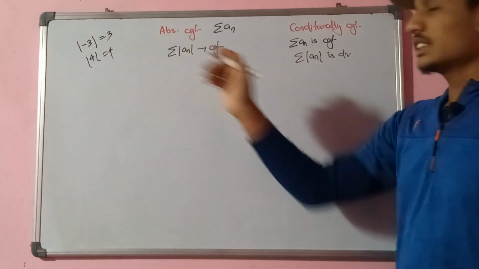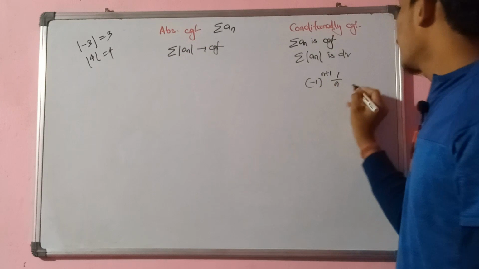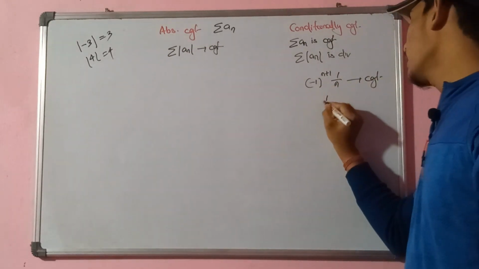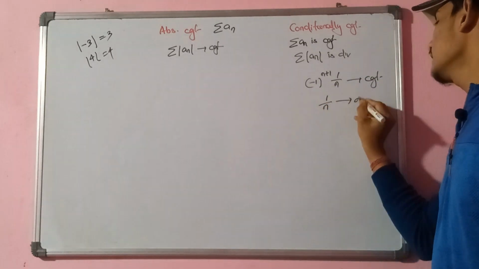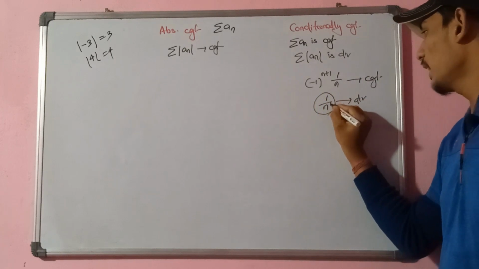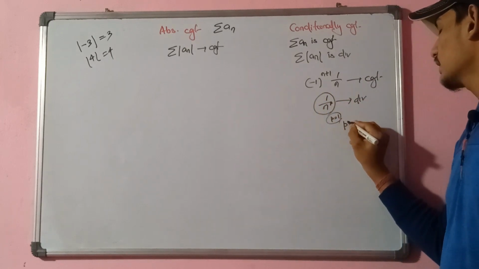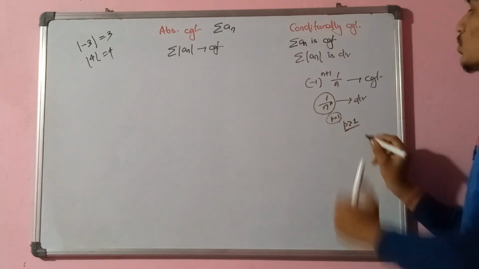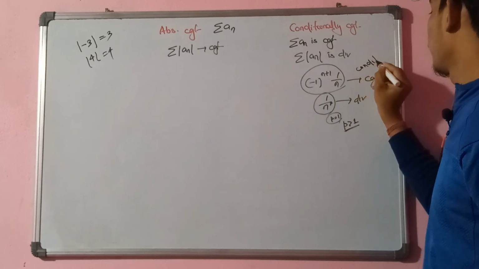See here, we just now discussed the example series (-1)^(n+1) by n, which comes as convergent. But if you take the mod, then what will come? The series will come as 1 by n, and we proved this is divergent. Also you can say by p-series test, because 1 by n to the power p, here p equal to 1, and we know it is convergent if and only if p is greater than 1. So this series is divergent. So overall I can say this series is conditionally convergent. Clear?